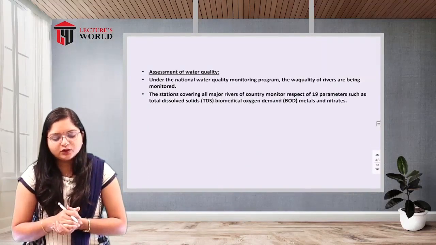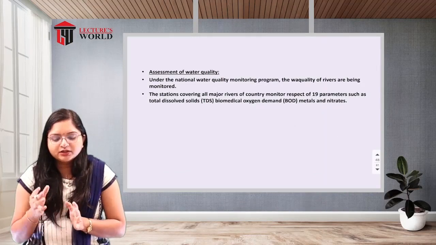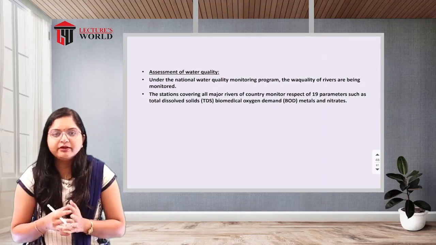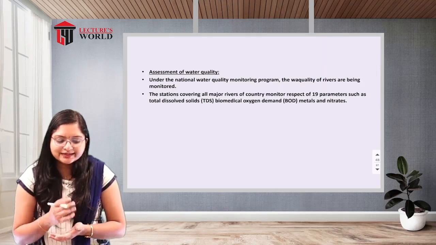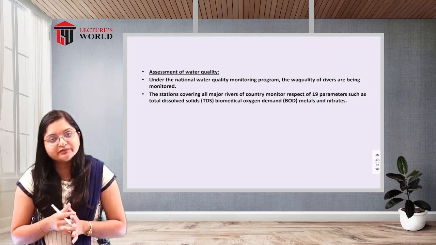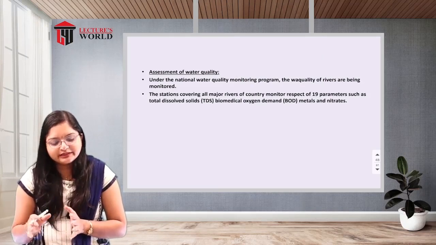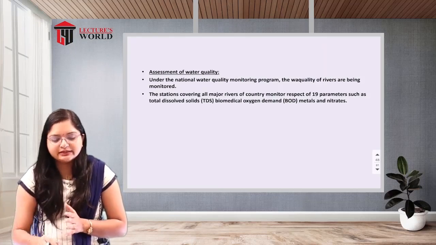Then assessment of water quality. Under the National Water Quality Monitoring Program, the water quality of rivers is being monitored. The stations covering all major rivers of the country monitor 19 parameters such as total dissolved solids, that is TDS, biochemical oxygen demand, that is BOD, metals and nitrates.